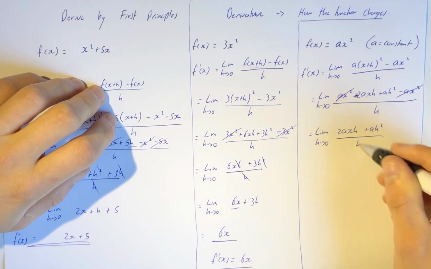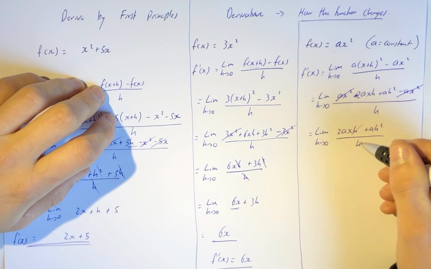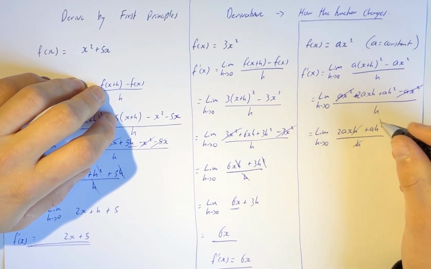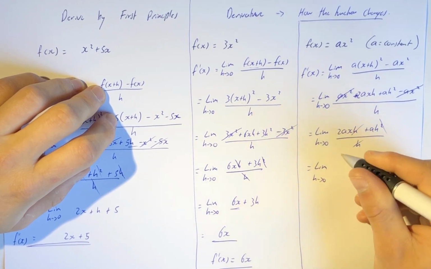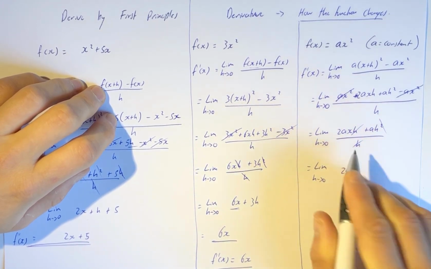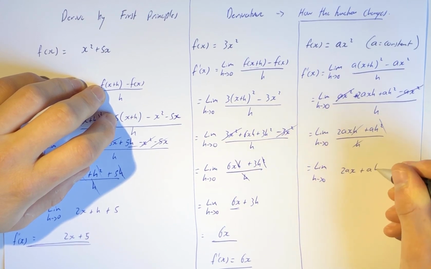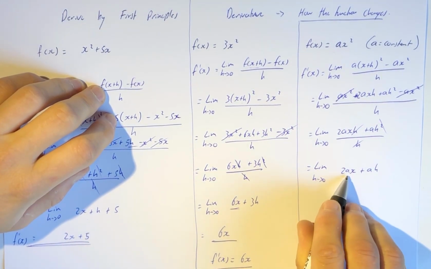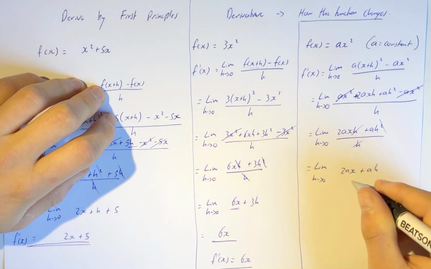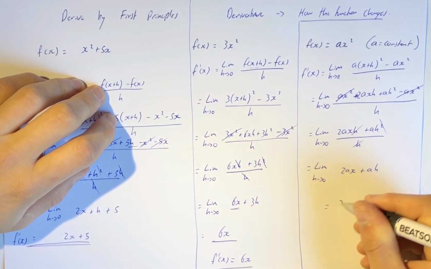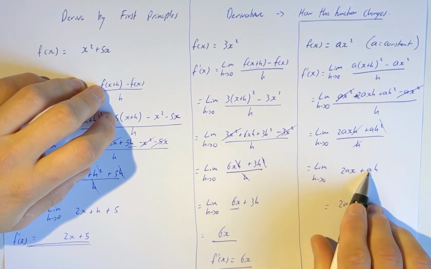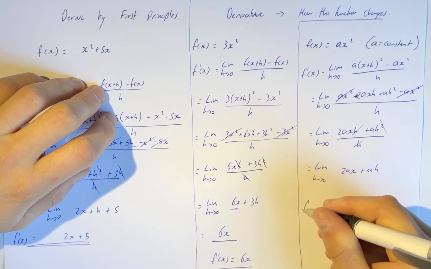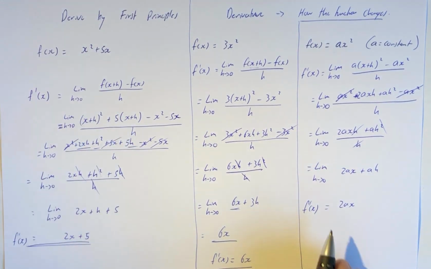And now I cancel down the h's. That h and that h will cancel, and one of those h's will cancel. I'm now taking the limit as h goes to 0 of 2ax plus ah. What happens to this as h goes to 0? Well, it stays there. It's not dependent on h at all. And what happens to this as h goes to 0? Well, that's going to be some constant times 0, so it's gone. And there we have it. That is our derivative.